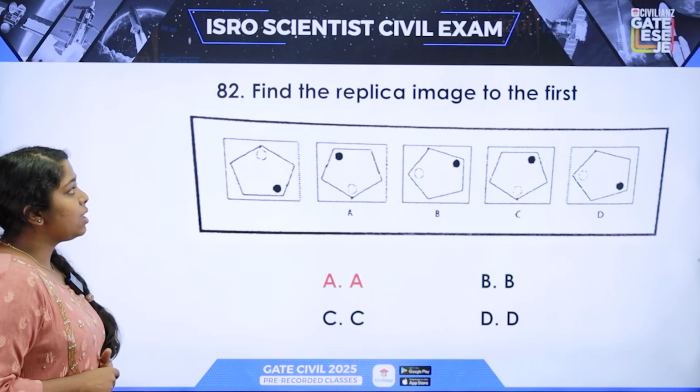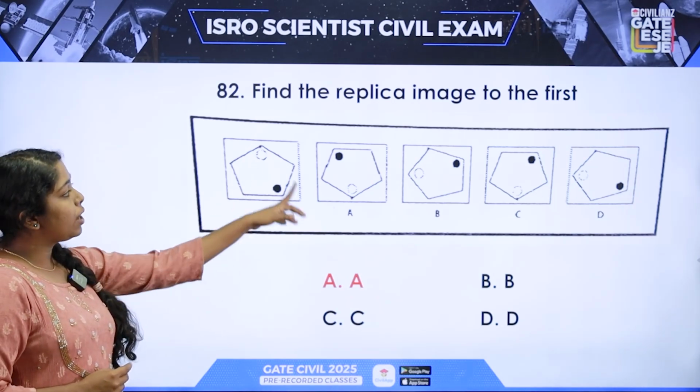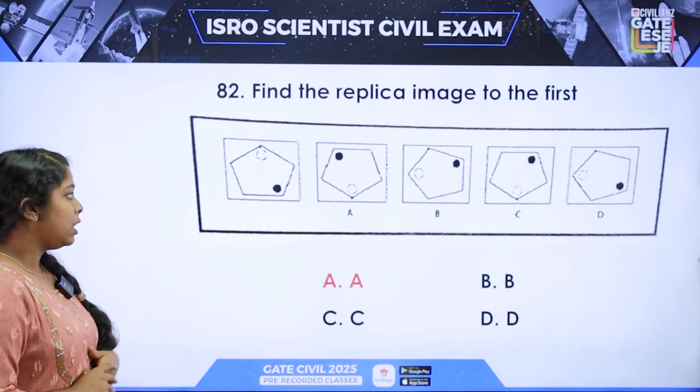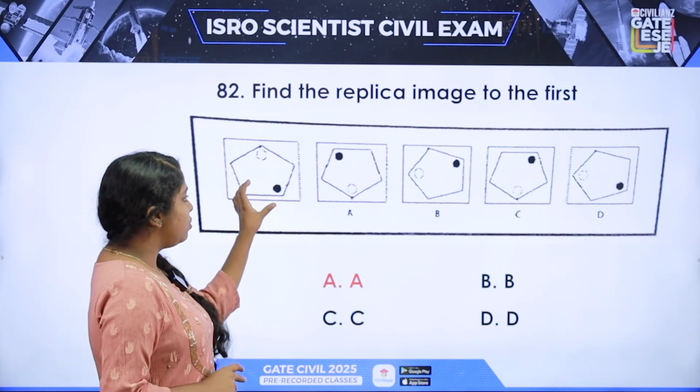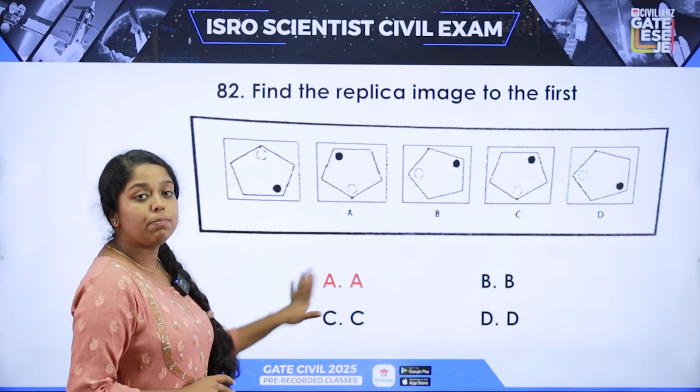Moving on to the 82nd question, we have been given a figure here and we need to find out the replica image. From this, we are able to find out that this figure has been inverted. So option A is the replica image.